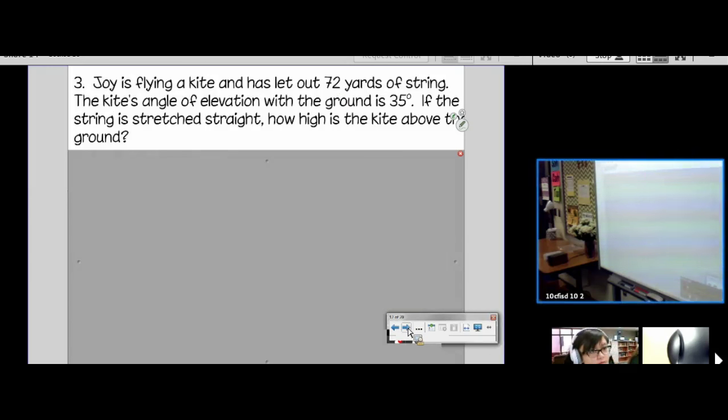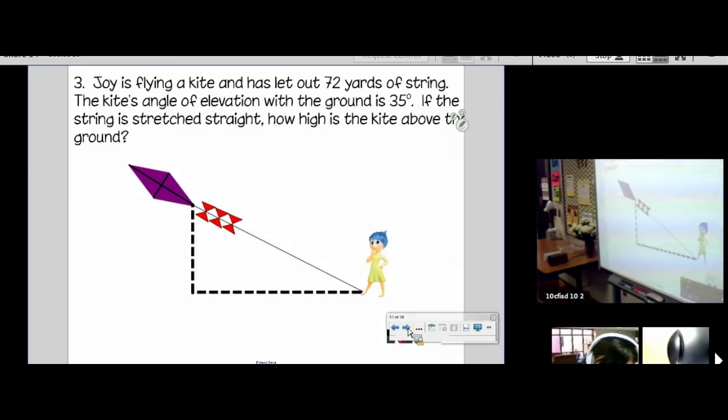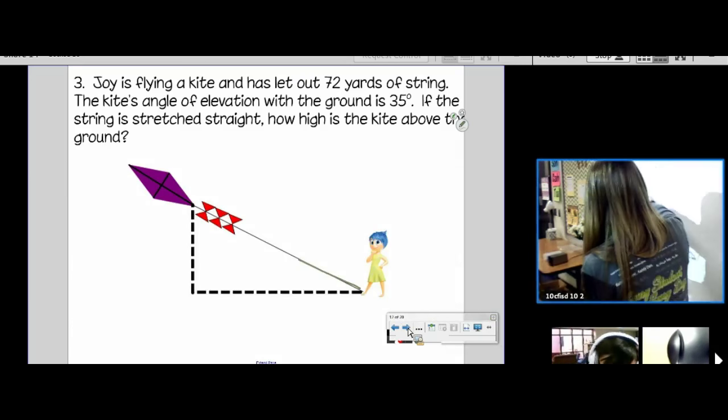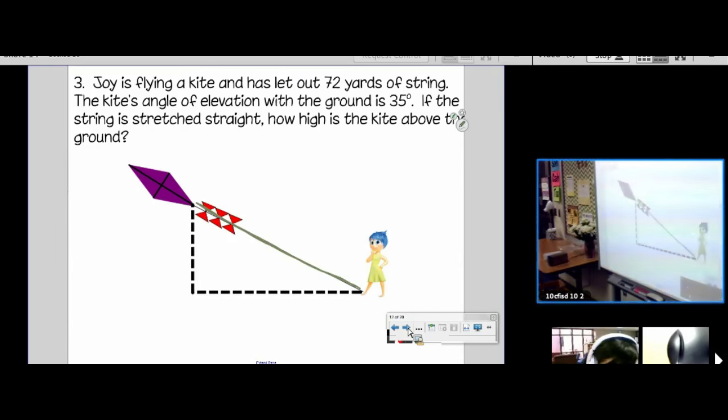Okay, we've got a couple more. Joy is flying a kite and has let out 32 yards of string. The kite's angle of elevation with the ground is 35 degrees. If the string is stretched straight, how high is the kite above the ground? So people do get a little confused about the kite and the string. You want the string to be your hypotenuse. That's really important.